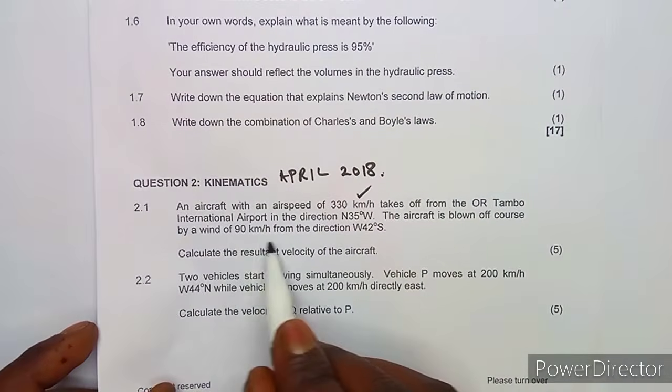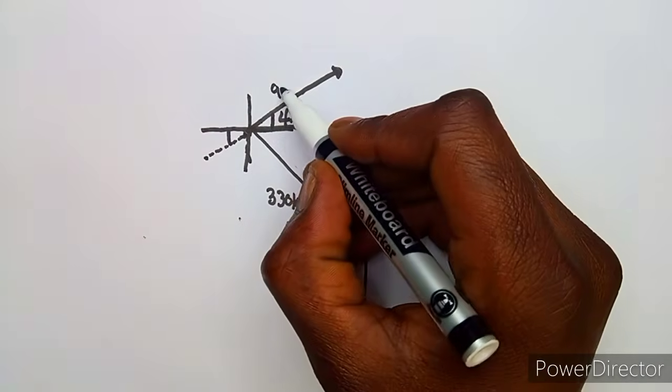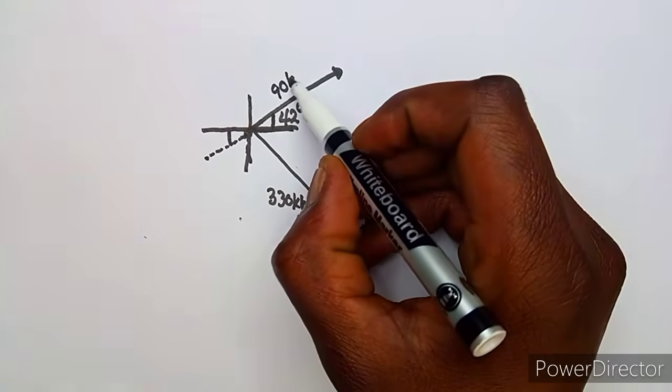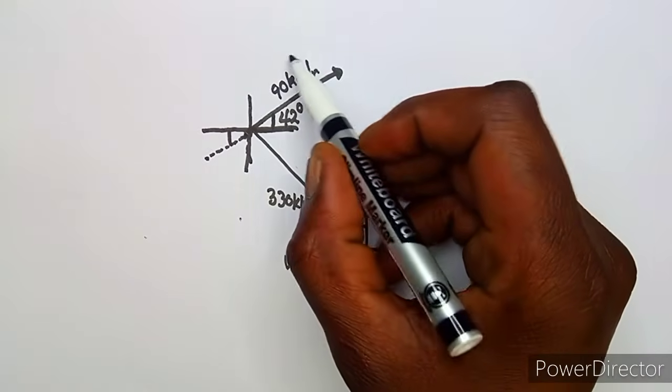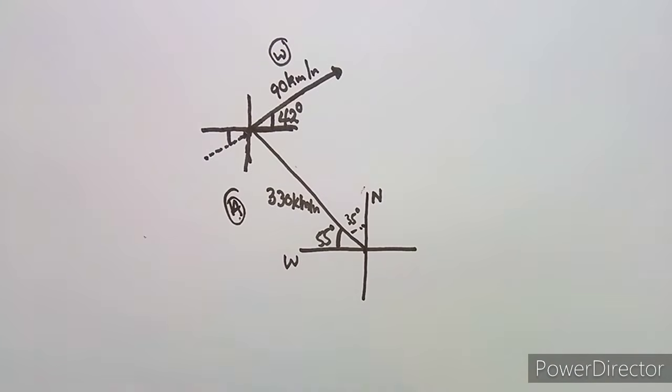Okay, anyways, the speed is 90 kilometers per hour. That's 90 kilometers per hour of this wind. So this is our wind and this is our aeroplane. So something like that, guys. I think it's clear enough.